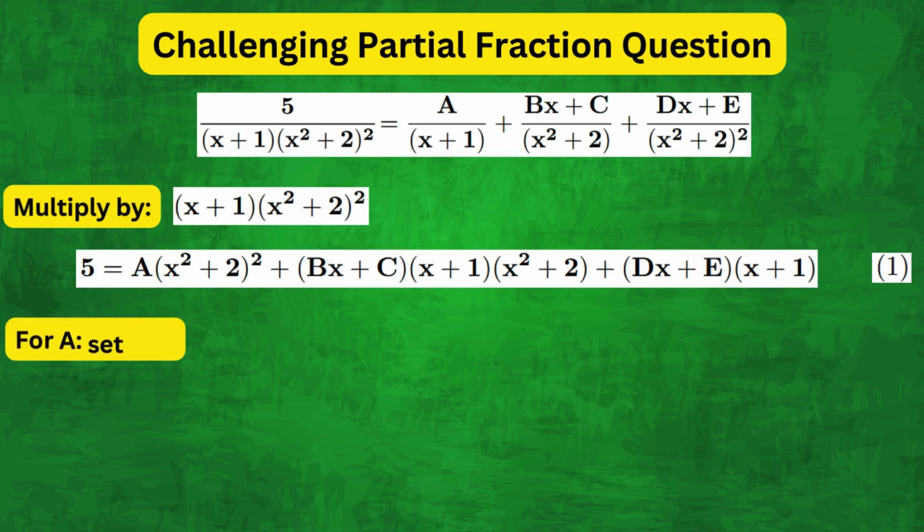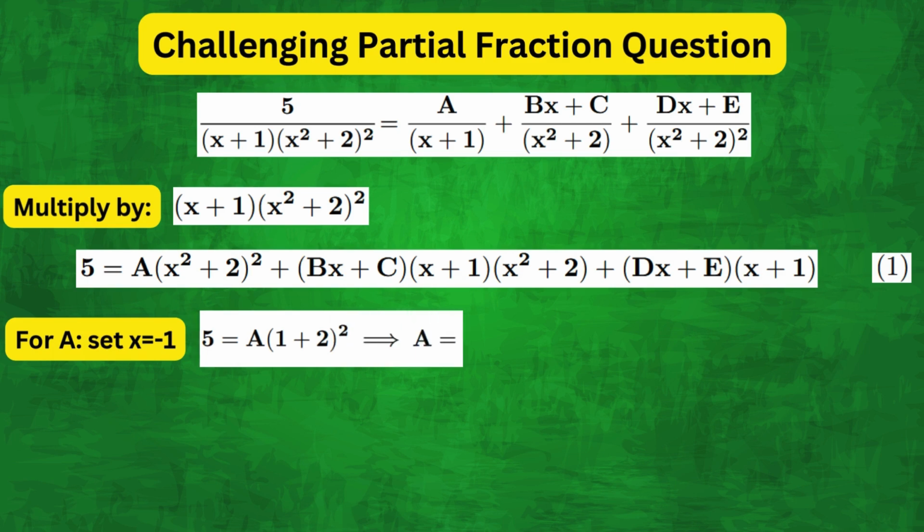So, to work out the value of A, we can set x equals to minus 1 on both sides of equation 1, which of course cancels these two terms to leave us with 5 equals to A times 1 plus 2 whole squared, which gives us A equals to 5 over 9.